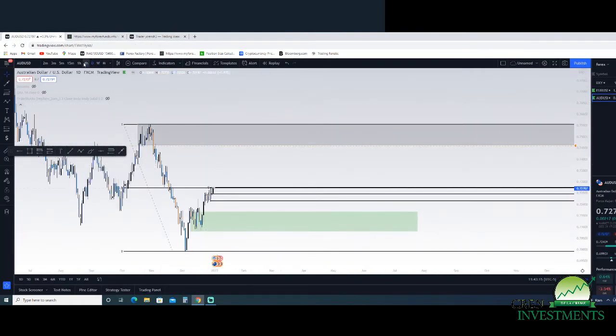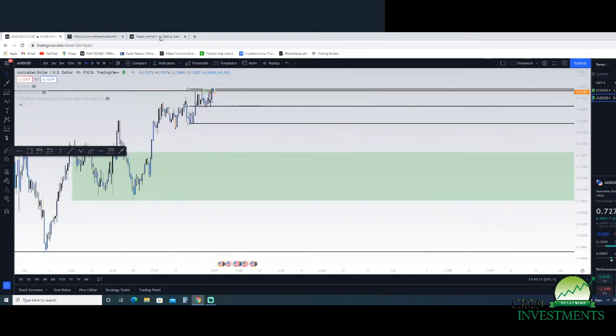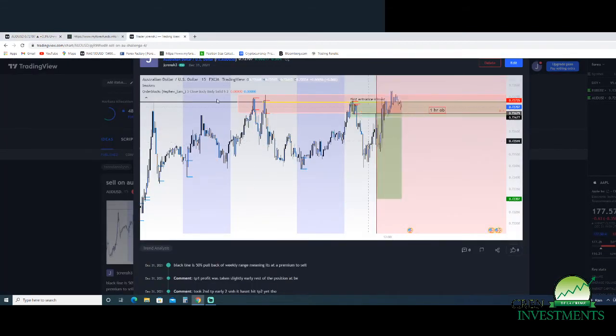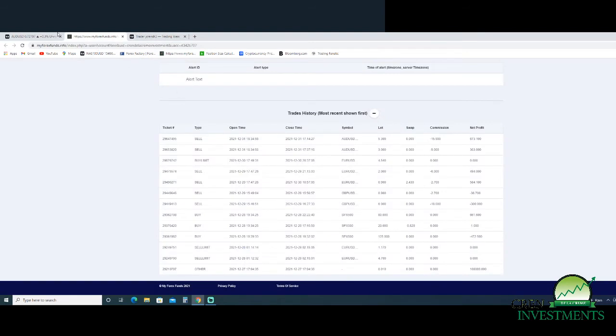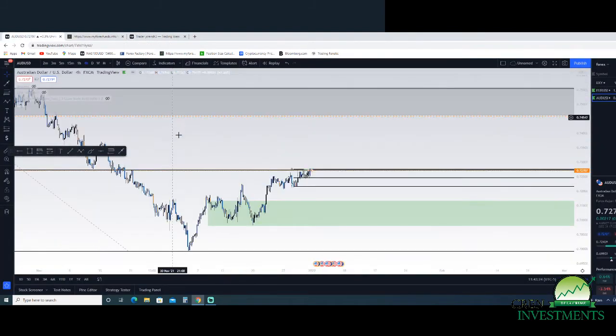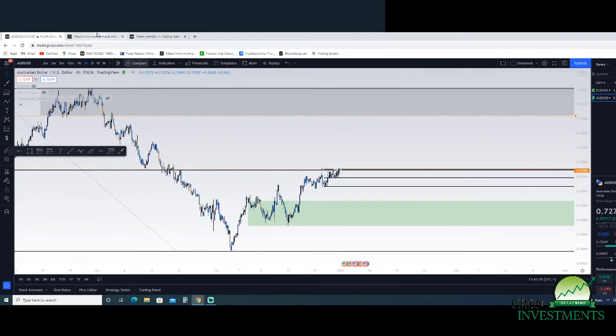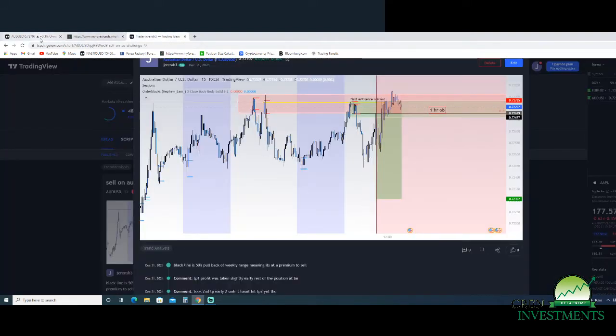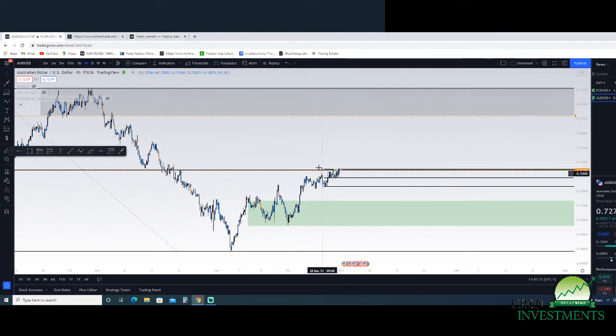So back here. Profit was taken like right up in there. I'll show y'all in a minute. So that area that I showed y'all right here is this area.